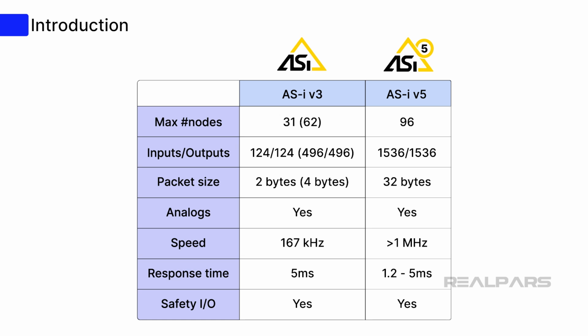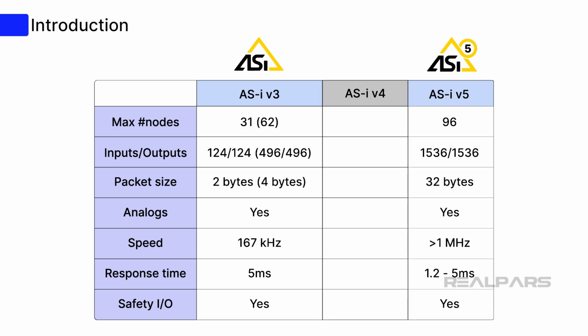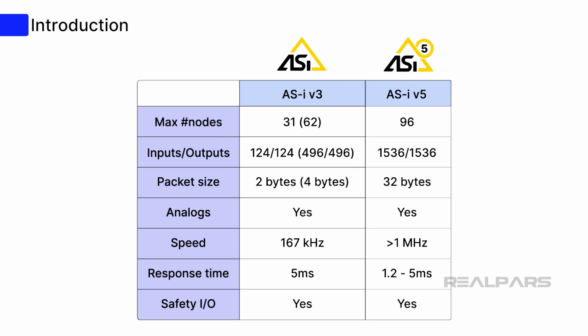Here is a quick summary of the two versions of ASi-Bus still in use. Values in parentheses are for the enhanced version of ASi version 3. What happened to ASi version 4? Well, there was no version 4 released. IEC felt the new version was so far advanced compared to version 3 that the new version should skip a number. From the chart, it appears that decision was justified.